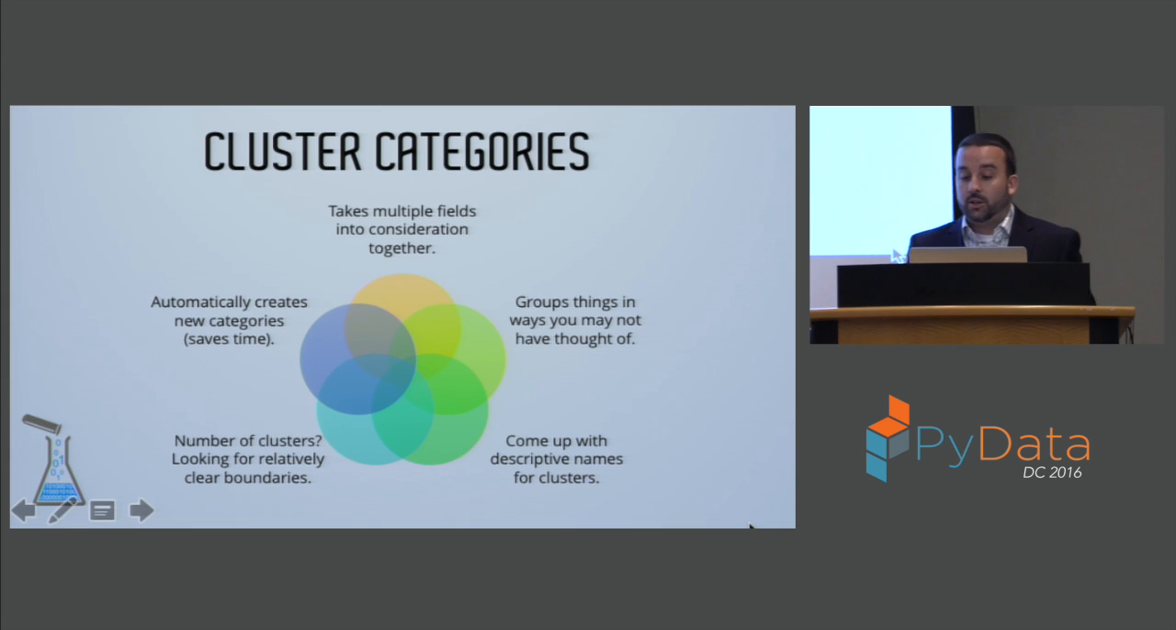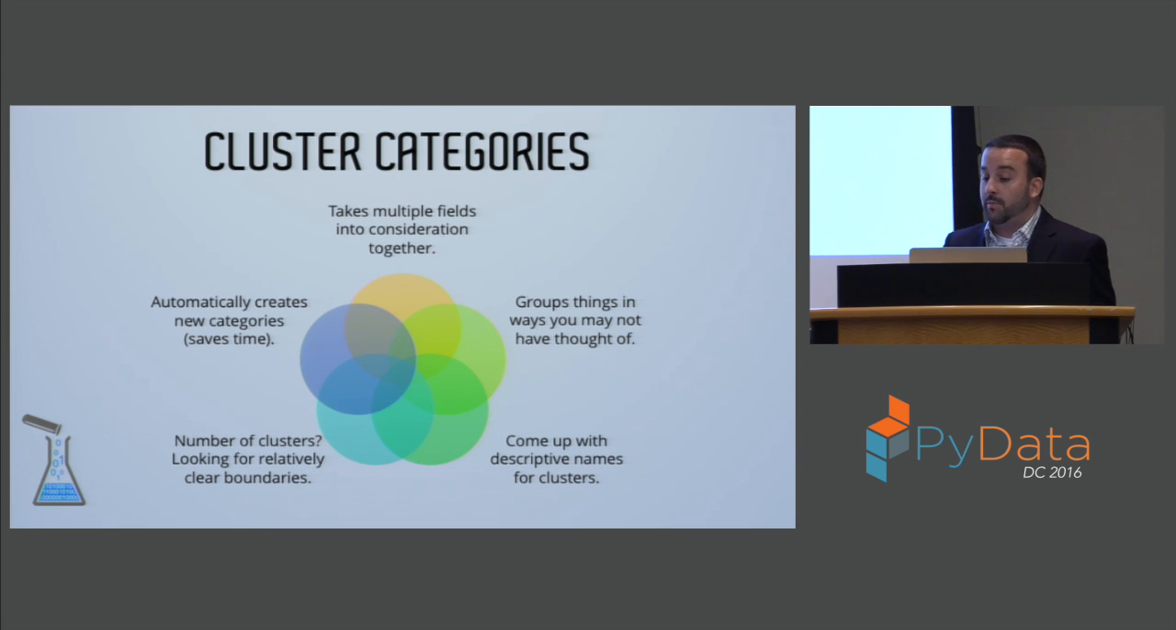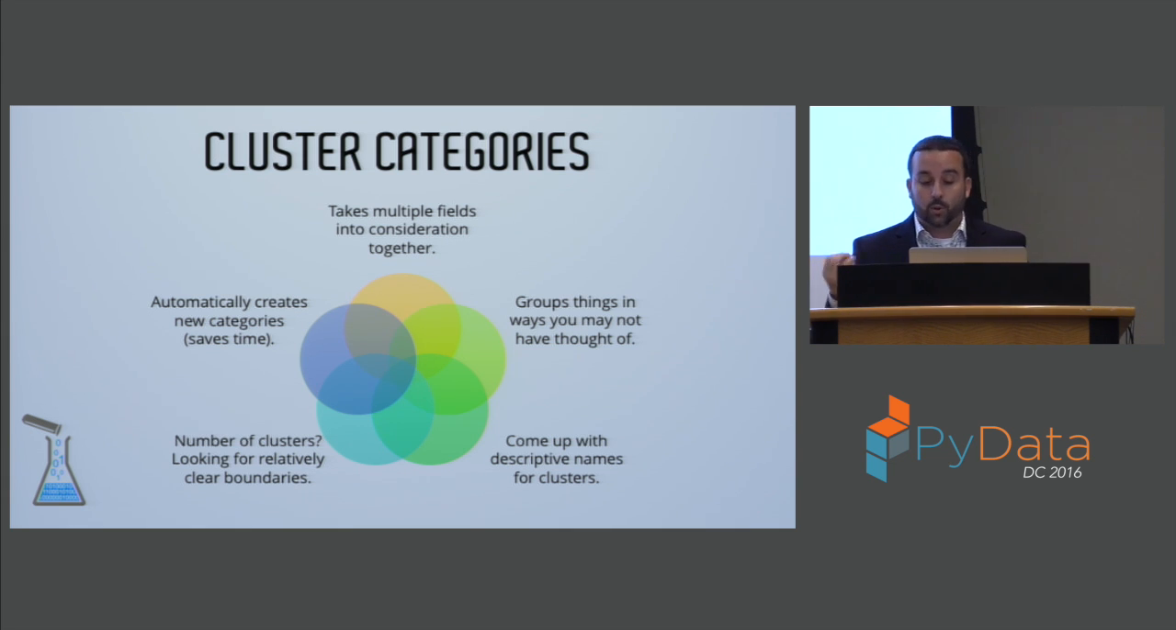And then the final thing that we're going to do in this phase is cluster to create categories out of the different clusters that the algorithm finds. There's a few reasons that I like to use clustering for creating categories specifically. First, it takes multiple fields into consideration together, whereas the other categorization methods that we just looked at only consider one field at a time. It also creates new categories for you automatically, which saves time versus you having to comb through the data trying to find patterns that you can then form categories on. This will automatically group all the similar items together for you.